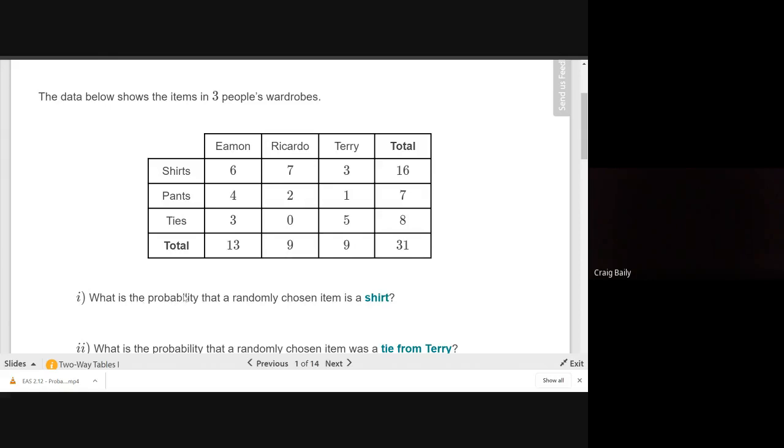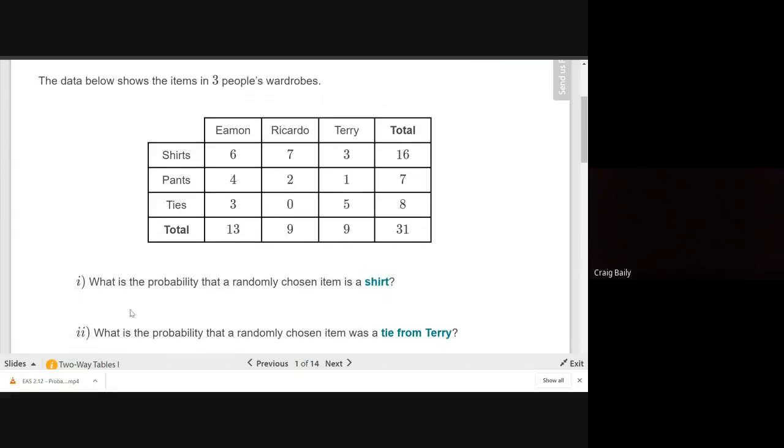So what is the probability that a randomly chosen item is a shirt? When you see randomly chosen item, that means the denominator is going to be out of everybody. So in this first question, the probability a randomly chosen item is a shirt, that's going to be 31 as the denominator. And as far as shirt goes, how many shirts do we have? 16. So the probability a randomly chosen item is a shirt is 16 over 31.